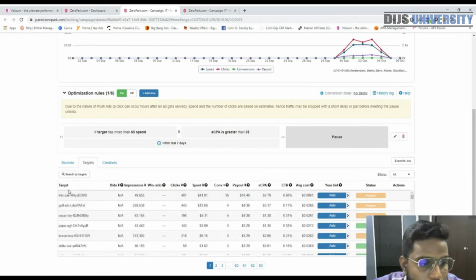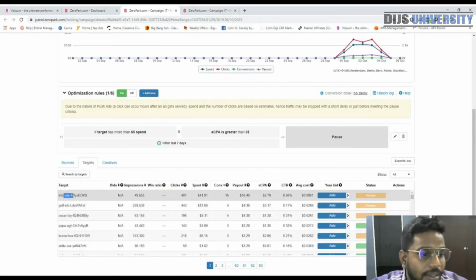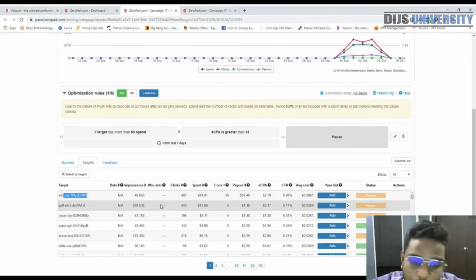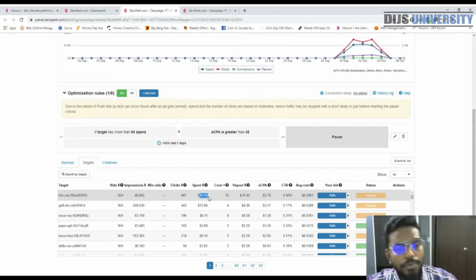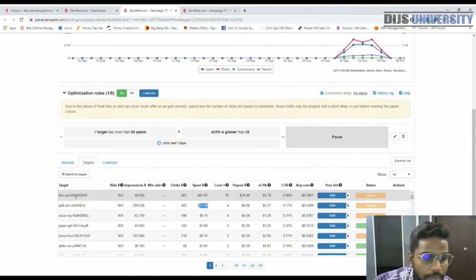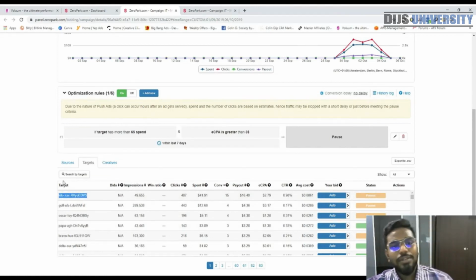Loading. All right, this one, Kilo Zach RVVODOS, whatever, guys. This one performed the best with 15 conversions, which had a $16 payout, but we spent a lot. We spent $41.91. This was not bad, but this one was the great Kilo Zach Revido VDS. So this was actually a losing campaign.